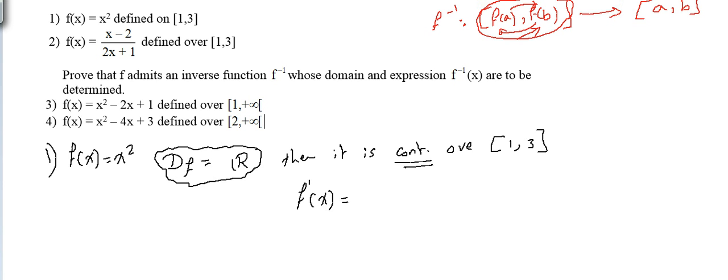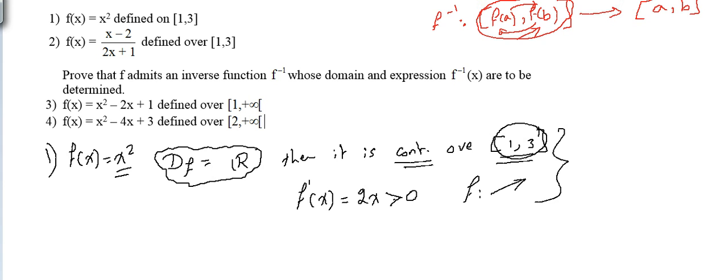Second condition, we find the derivative. Why do we find the derivative? What is the derivative of x squared? The derivative of x squared is 2x over [1, 3]. Just over this part, if we substitute 1 and 3 instead of x, this is a strictly positive function. The derivative is strictly positive. This means the function is strictly increasing. This means those two give us that f inverse exists.